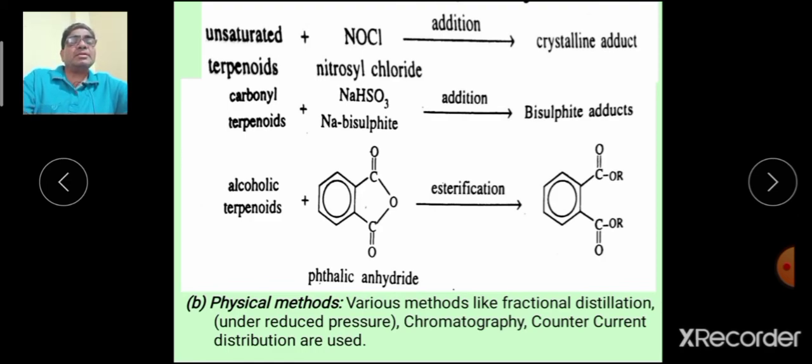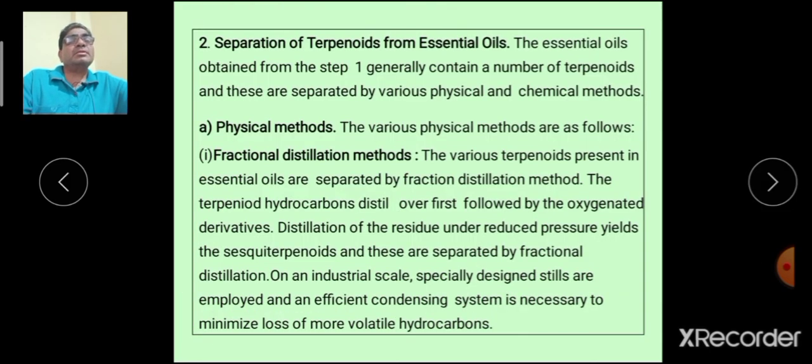There are physical methods used for the separation of terpenoids from one another. The physical methods like fractional distillation, of course under reduced pressure, chromatography, and countercurrent distribution are employed in the separation of essential oils. Now, among the physical methods, the first method is fractional distillation under reduced pressure. This is distillation.